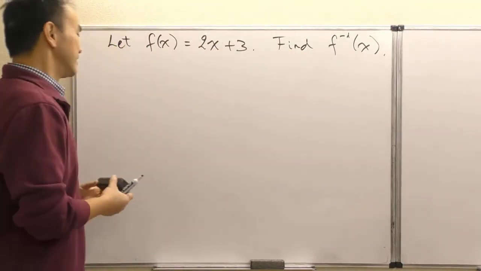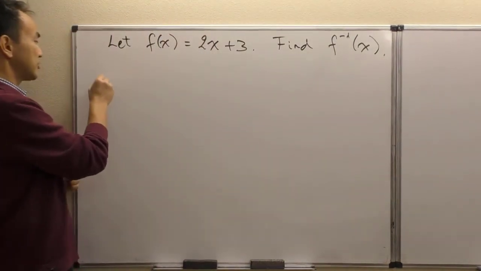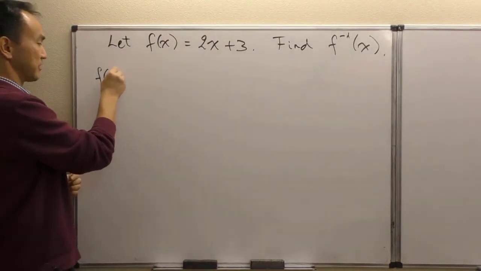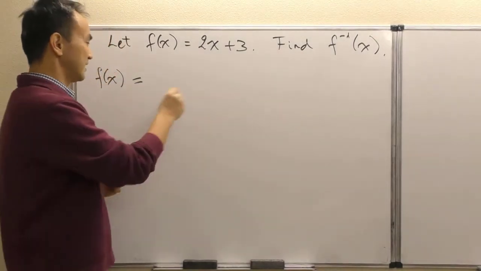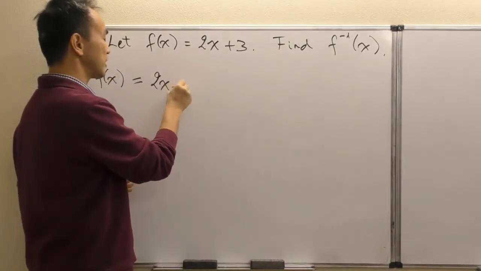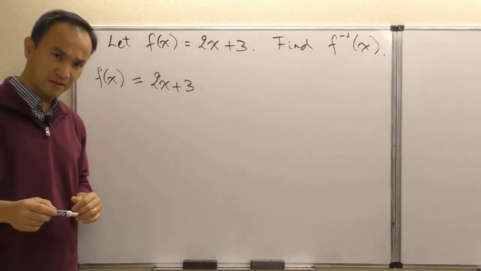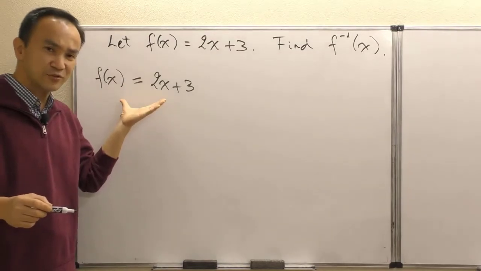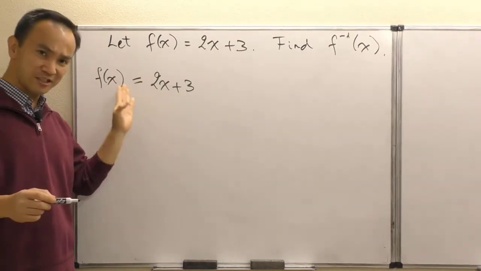So let's start out writing down our function. As I'm getting into this, allow me to show the guideline at the same time. So f of x equals 2x plus 3. That's the first step, just to write it down. Actually, this is not even the first step. This is just a preliminary step. So just write it down on a separate piece of paper.